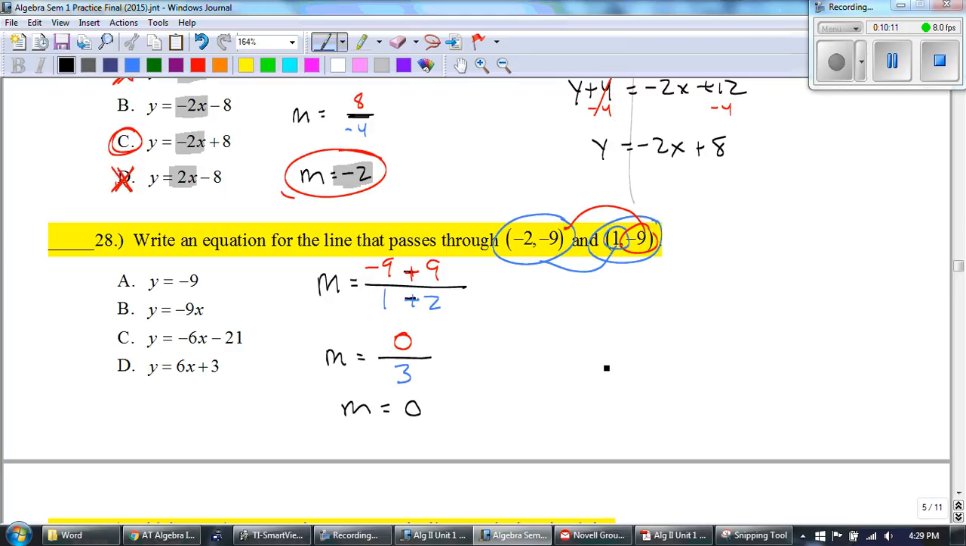So if I have a slope of 0, that's going to be a y equals graph. And when I come back and look at this, what did y equal both times? Yeah, y equals negative 9. So it's our special case, and A is our answer.